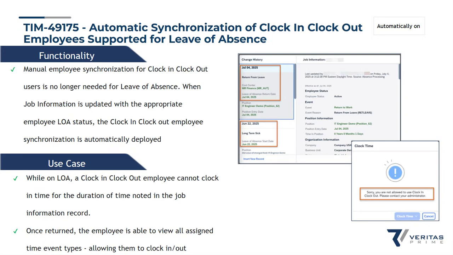When job information is updated with the appropriate employee LOA status, the clock in, clock out employee synchronization is automatically deployed. While on LOA, a clock in, clock out employee cannot clock in time for the duration of time noted in the job information record. Once returned, the employee is able to view all assigned time event types, allowing them to clock in and out.